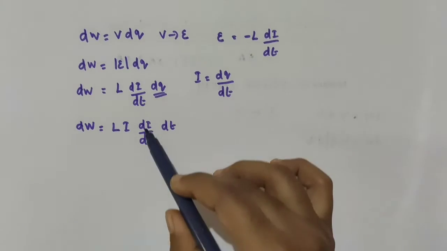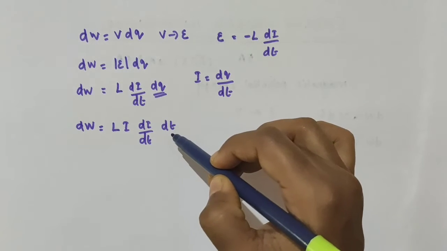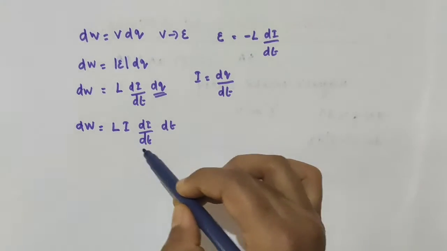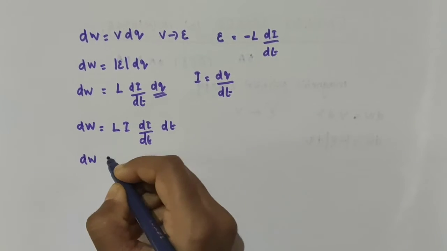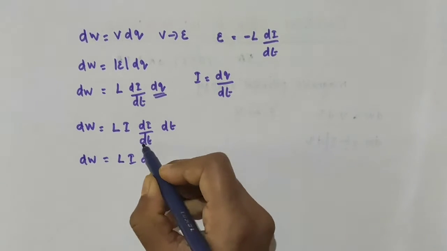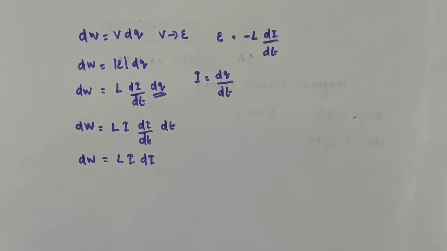Now you see here we have the change in current with respect to time, and here we have a change in time, an interval of time. So we can write this now: dW is equal to L into I into di.